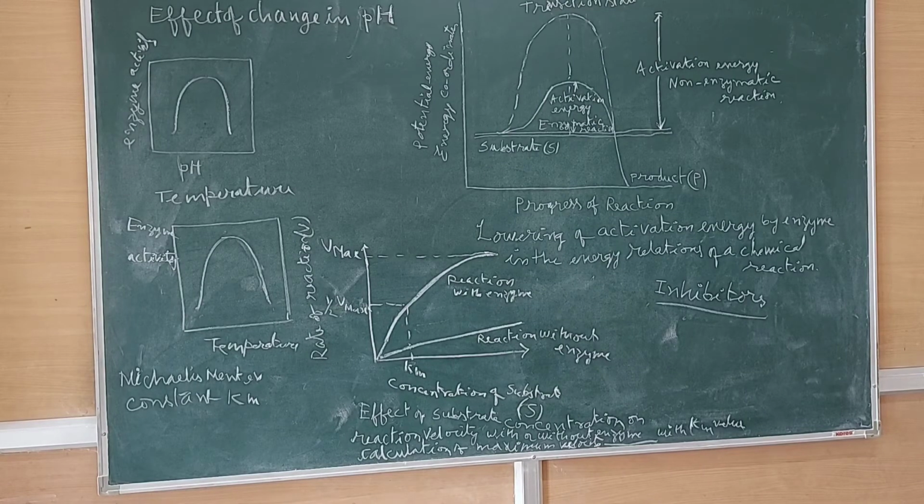The binding of the chemical shuts off enzyme activity. This process is called inhibition. That chemical is called an inhibitor. If the chemical resembles the substrate, it is called a competitive inhibitor.